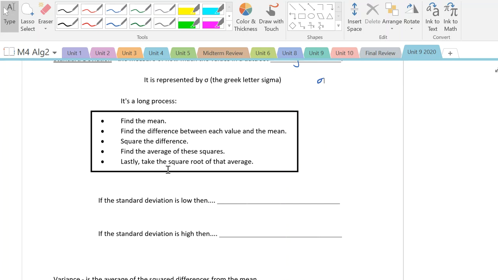So if the standard deviation is low, then our data is more clustered together. If the standard deviation is high, then you're going to see more variance and the data is more spread apart.